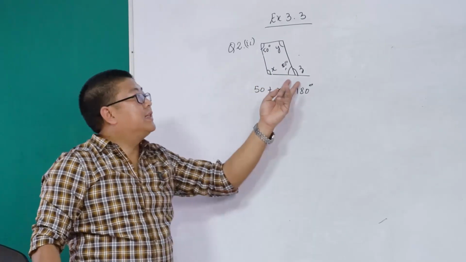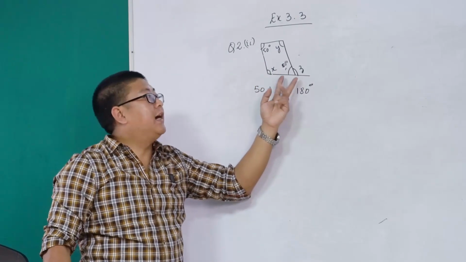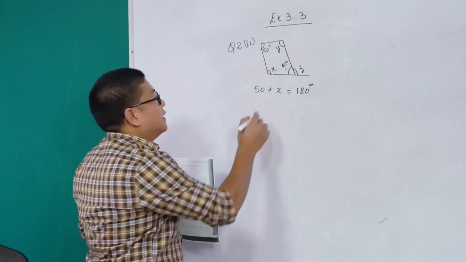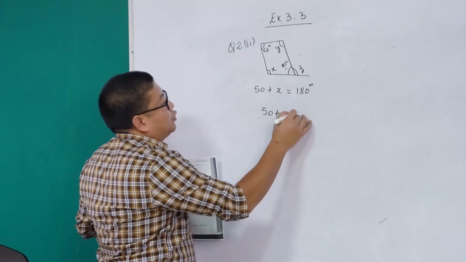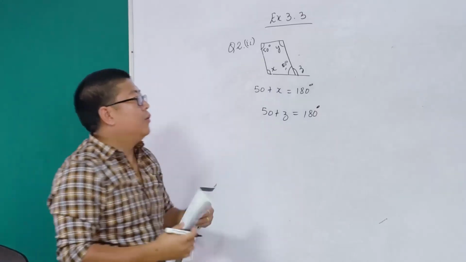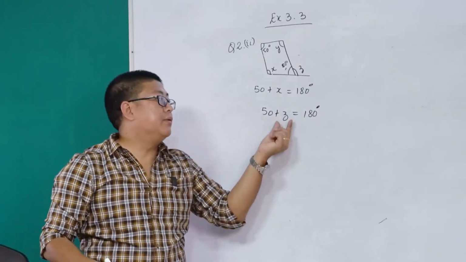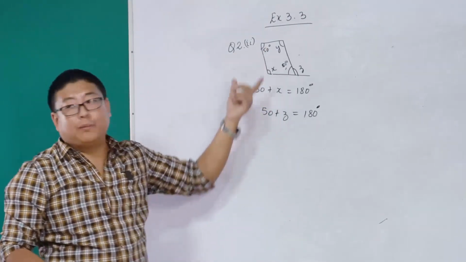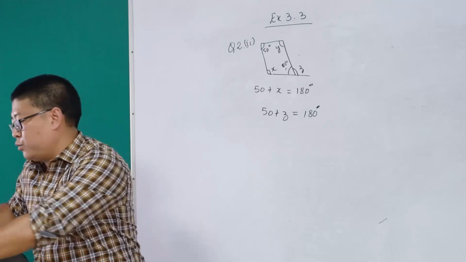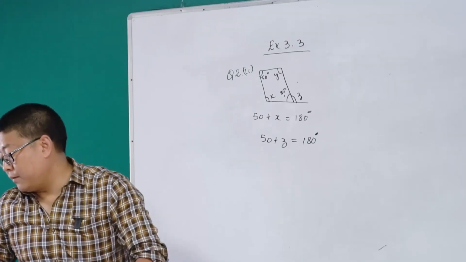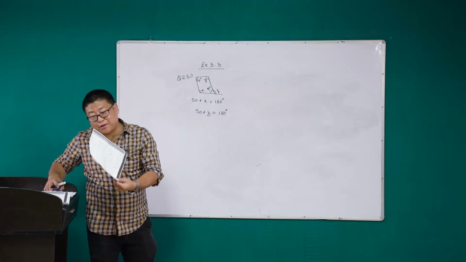And when you come to this, 50 and Z, they are linear pairs. So 50 plus Z should give you 180. Here, when you solve, you're going to be able to find out Z. So this is how you will be solving this problem. I hope to continue and finish the exercise in the next class.